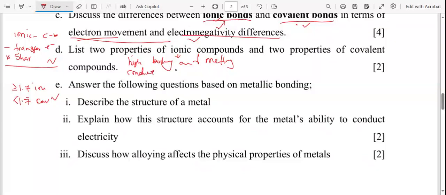For example, sodium chloride: you put salt in water, you'll be able to conduct electricity. So they conduct electricity in molten state or when dissolved in water, like salt. So that is it.